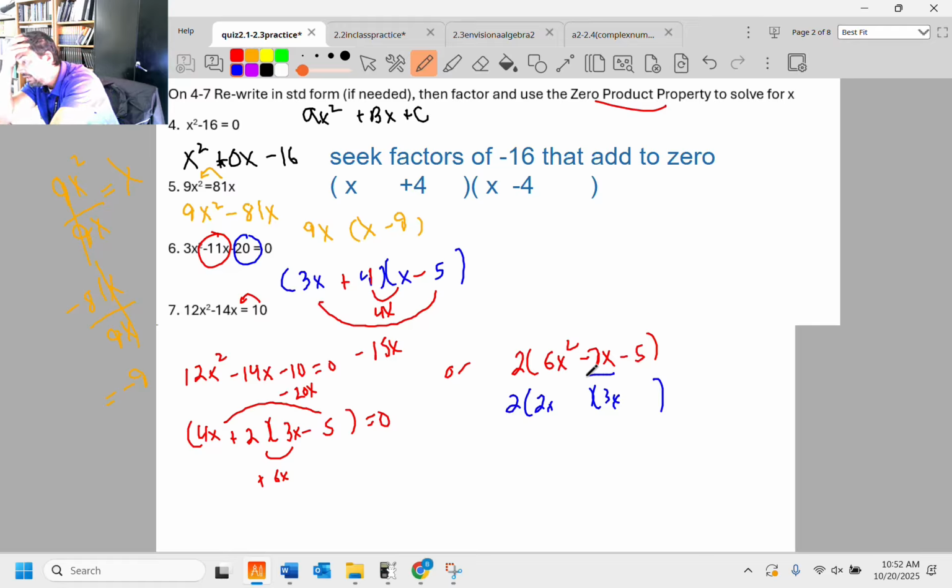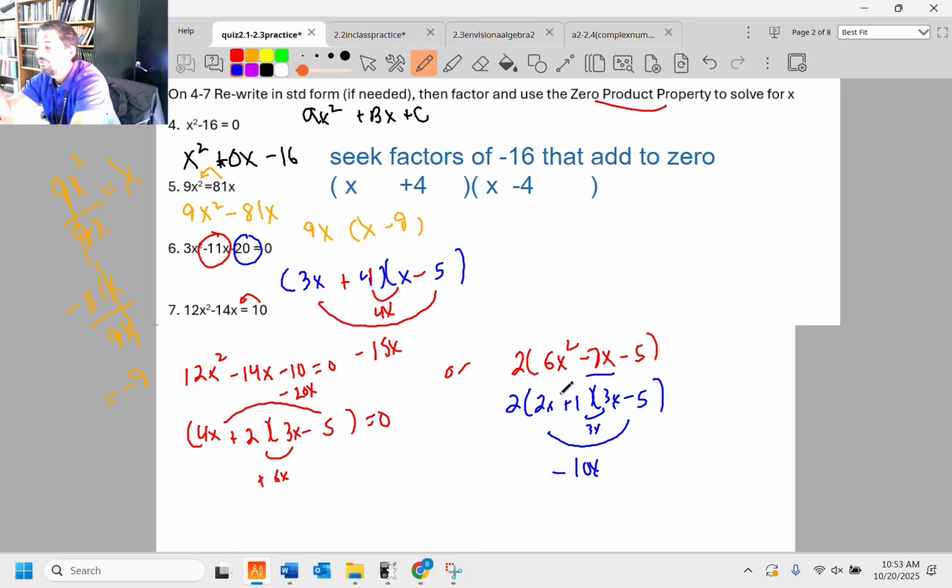Now this time I want to add to negative 7. The outside is going to make 10x and the inside is going to make 3x. I need the 10 to be negative, and that's how it factors. Now, I forgot to solve. I was so caught up on factoring that I forgot to solve.